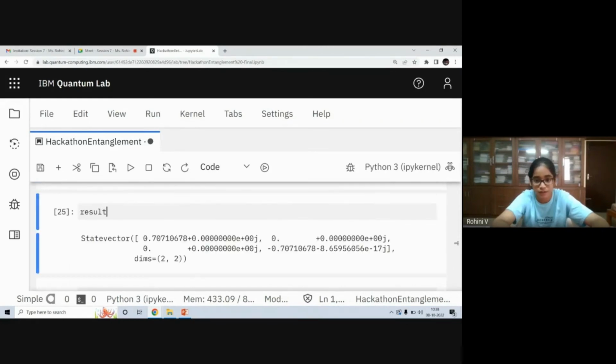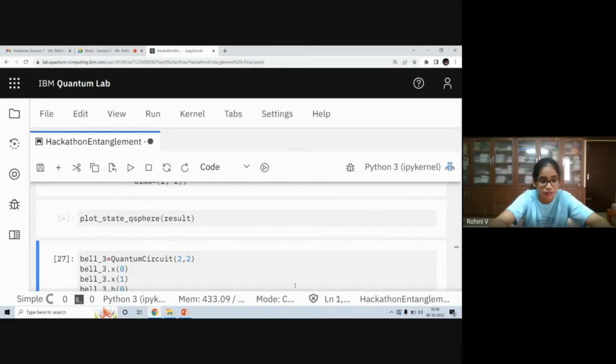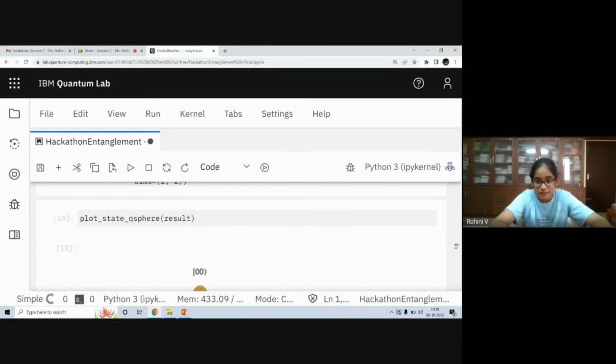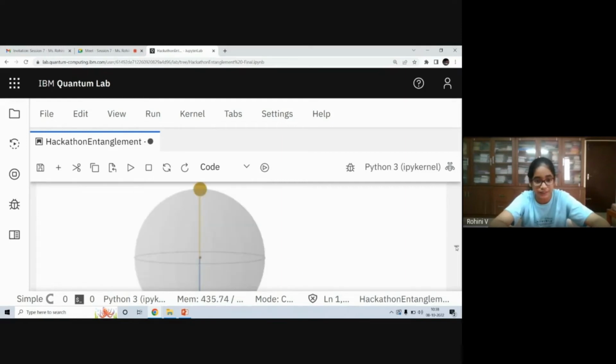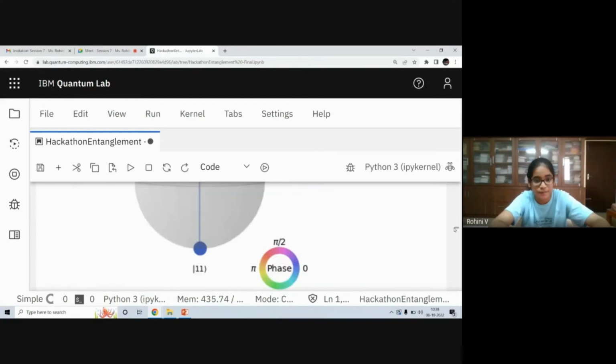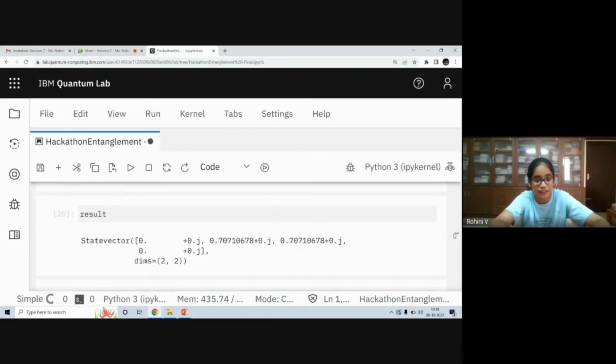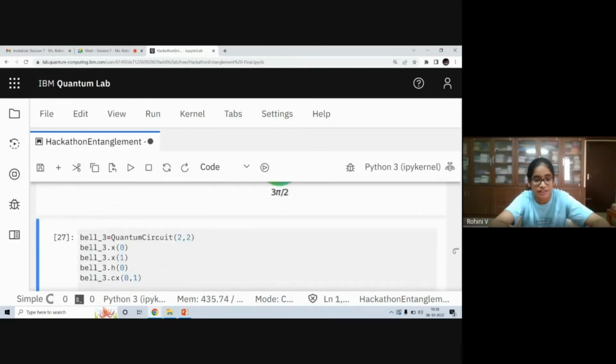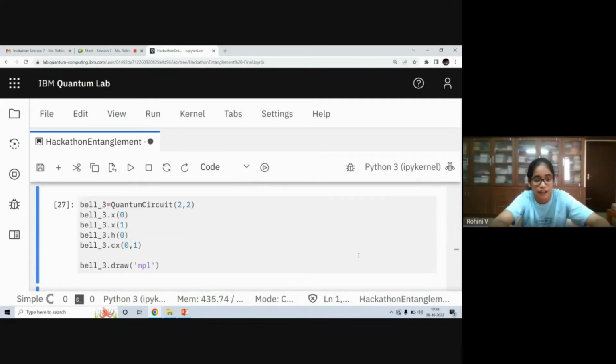Now we are going to visualize this one. Can you see the change in color? One is in blue and the other one is in yellow. Just because we've got the phase change, we are able to differentiate it here. For the first one, you can see it doesn't show any phase change, and for this one we've got a phase change. Okay, and now for Bell state 4.